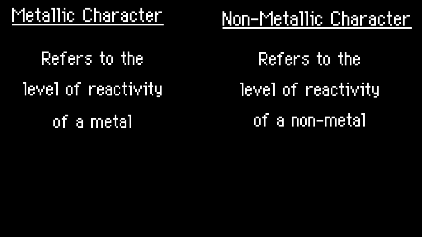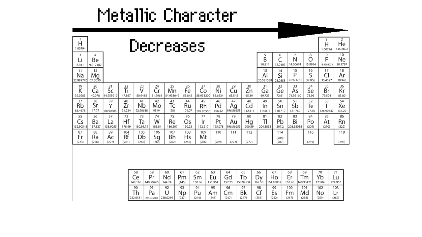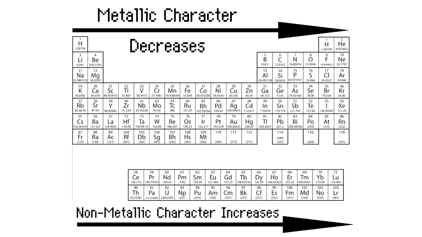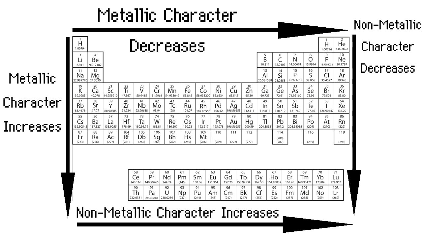Next, I'm going to tackle two topics here, metallic character and non-metallic character. Metallic character refers to the level of reactivity of a metal, while non-metallic character respectively refers to the level of reactivity of nonmetals. They're both essentially opposites on the periodic table, with metallic character decreasing as it goes right on the periodic table, while non-metallic character increases as it goes right. There's more metallic character as the periodic table goes downwards. However, there's less non-metallic character as the list goes downwards as well.